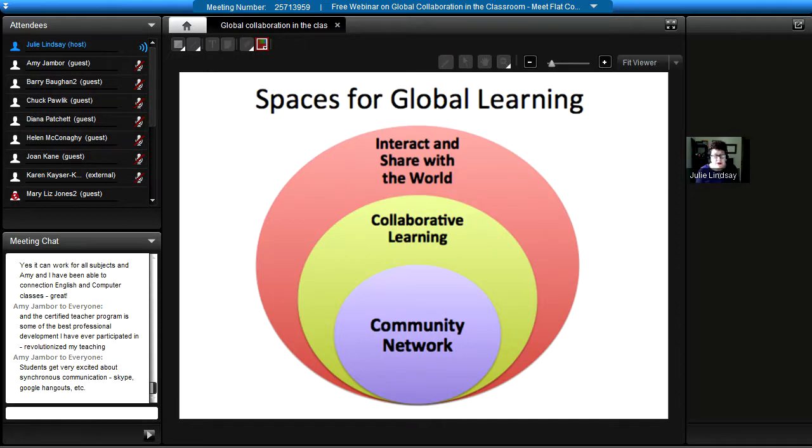So when you think about global collaboration and learning, we need to think about these essential spaces. We must start with a community network. Right now we have this community of learning in this room. The community will last for up to 1 hour, and it's great to see people in this room. But then we need to look broader than that.